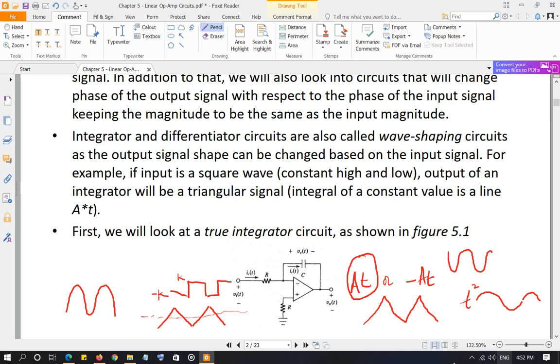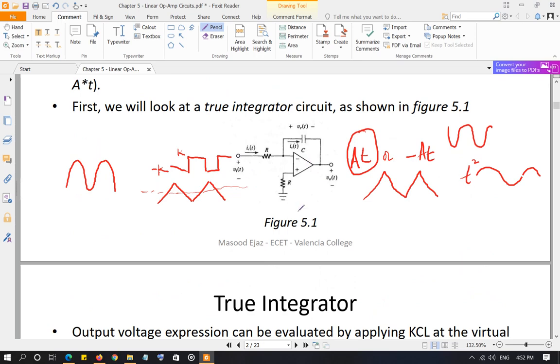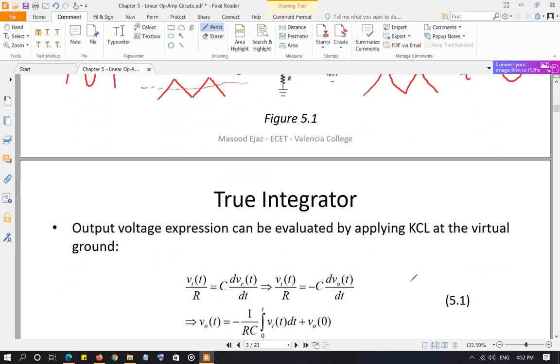So this is the basic idea. Whatever input you have, the output is going to be the integral of that input times the gain of the circuit. So let's look at this basic true integrator circuit and look at the derivation.